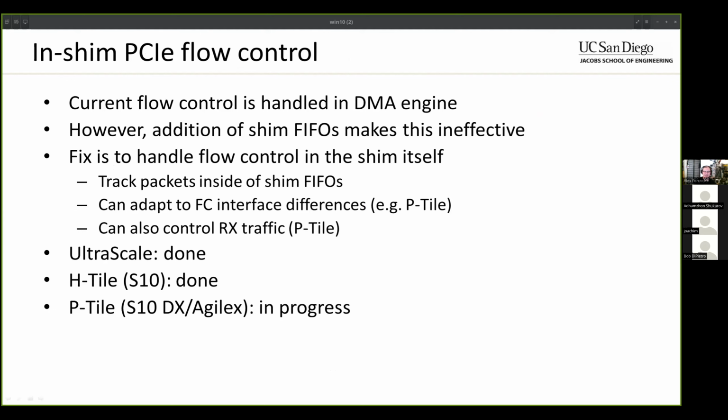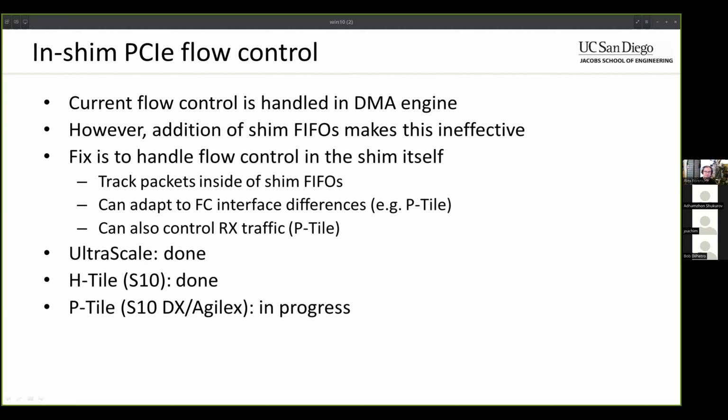So what we have to do is handle that in the shim itself, where we can react more quickly and exert back pressure against the DMA engine instead of having the DMA engine just not send something. Now that we have the FIFOs, we can exert that back pressure. On the UltraScale, I have it implemented, and it seems to be working. I have a plot that I'll show in a second that shows the effect of that.